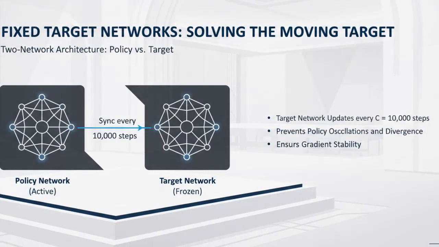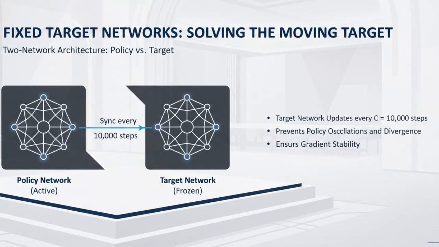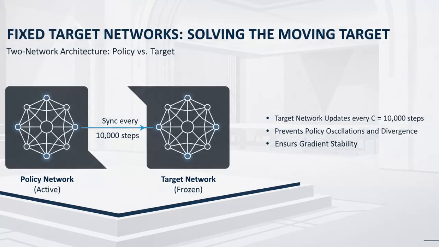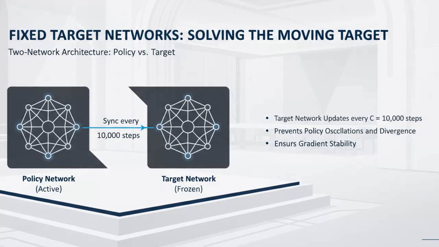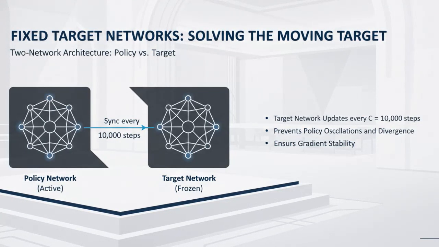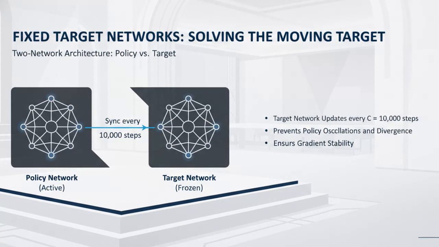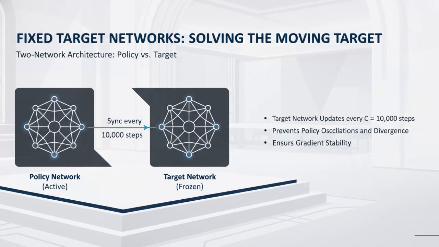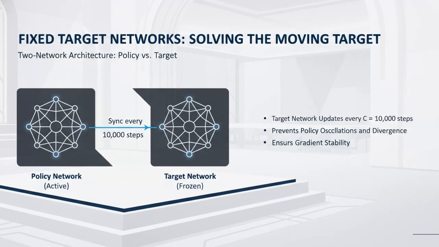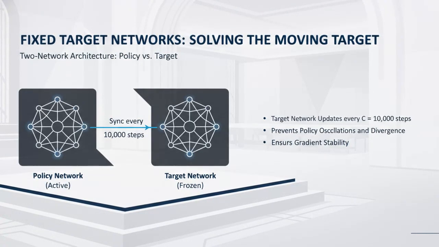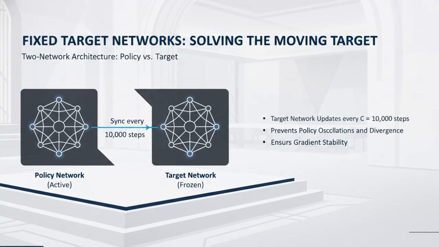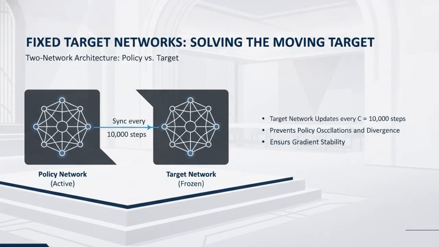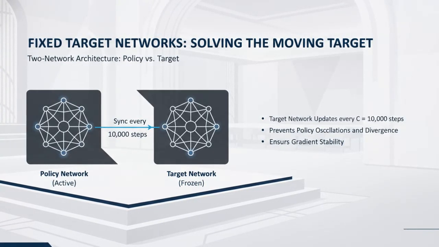In vanilla Q learning with neural networks, the values we are trying to predict are used to update the same network, leading to a chasing your own tail effect. DQN introduces a second network, the target network. While the policy network is updated every step, the target network's weights are kept frozen. Every C steps, perhaps every 10,000 iterations, we sync the weights from the policy network to the target network. This provides a stable ground truth for the loss calculation. For a software architect, this is analogous to a read-replica strategy, where we update the master but read from a stable, slightly lagged secondary to maintain consistency during high-velocity writes.